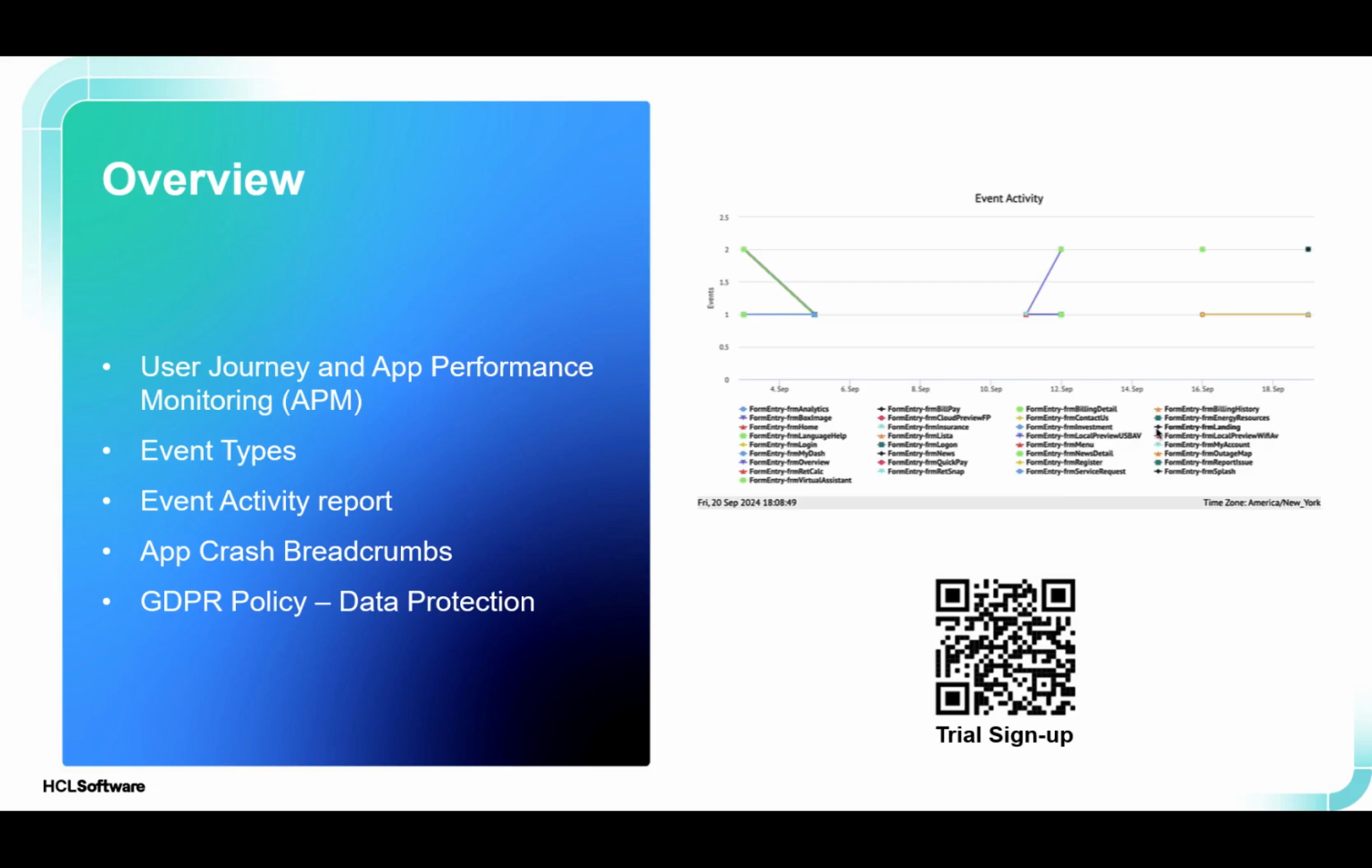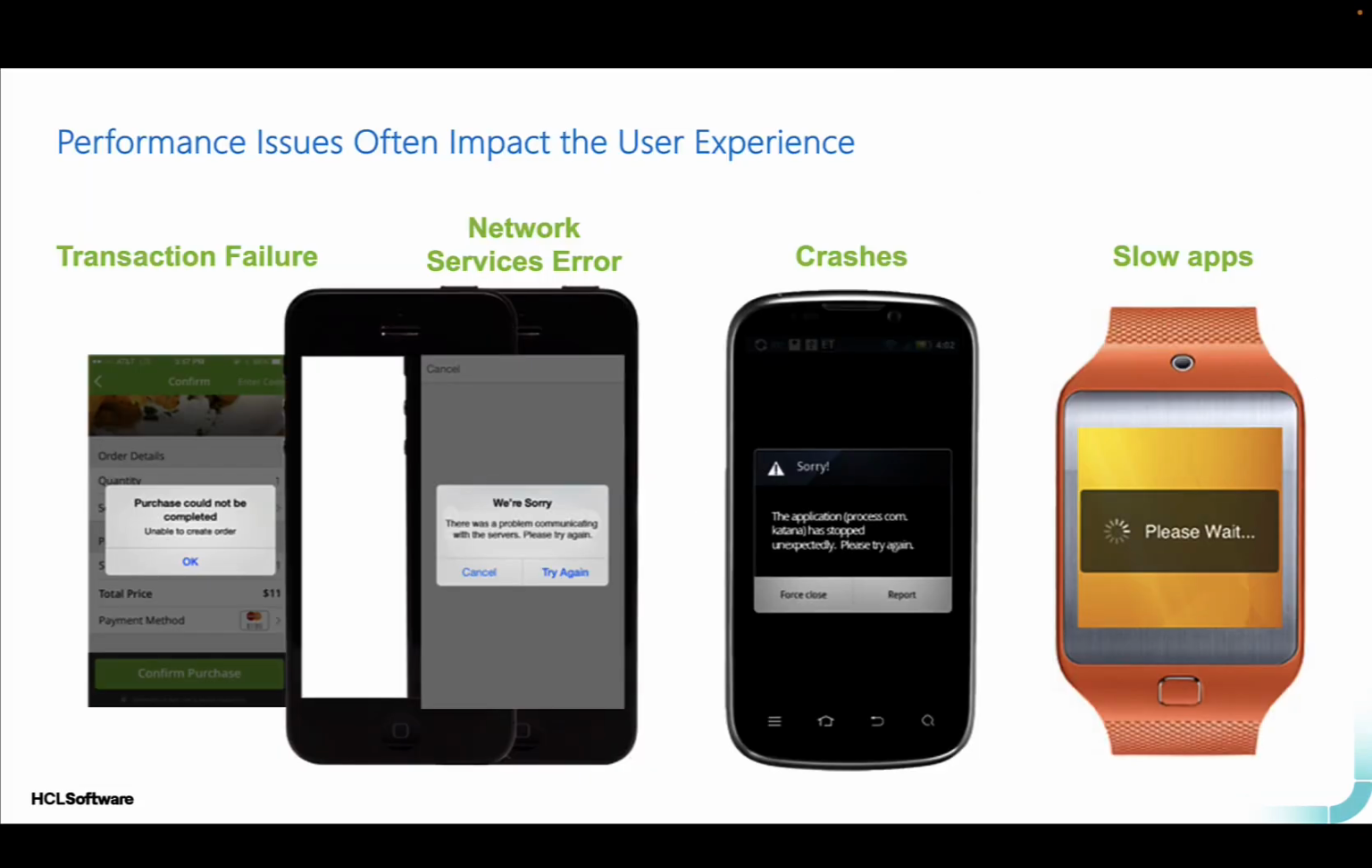Here's what we'll cover in this session: user journey and app performance monitoring overview. Understand the standard and custom events you can track to capture user actions effectively. Dive into detailed reports to analyze event activity and extract meaningful patterns. We'll also explore what app crash breadcrumbs are and how to ensure your analytics implementation aligns with data protection regulations.